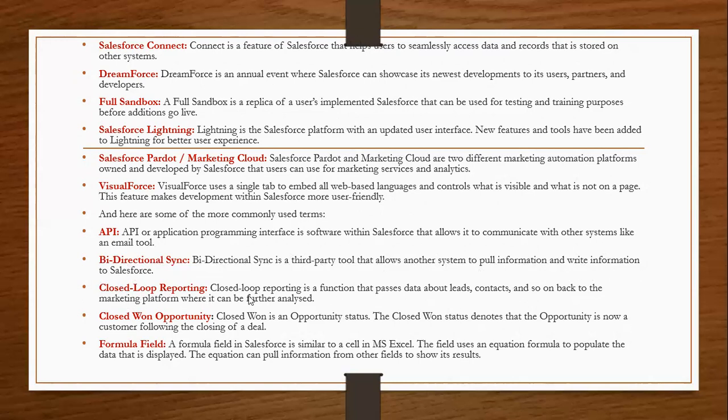Next, close lookup reporting. Close lookup reporting is a function that passes data about the leads, contacts, and so on back to the marketing platform where it can be analyzed. Next, closed one opportunity. Closed one is an opportunity status. The closed one status denotes that an opportunity is now a customer following the closing of the deal.